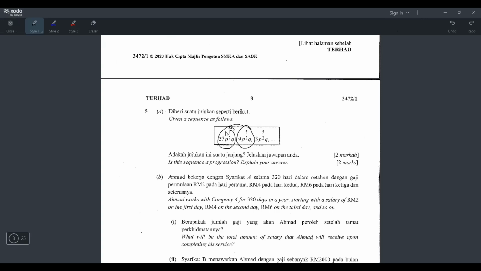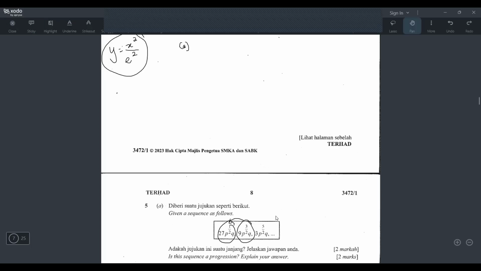So I think this is a geometric progression. Yeah. So what you have to do now is, to prove that it's a geometric progression, I have to take right divided by left, and if I get the same answer at the end, then it's a geometric progression. So I will start by taking 9p power 3 over 2q divided by 27p power 1 over 2q, right? And see what I get.